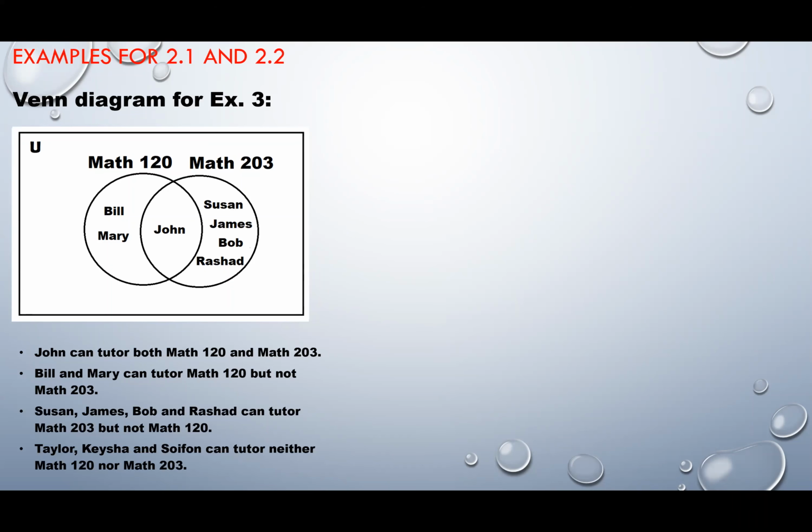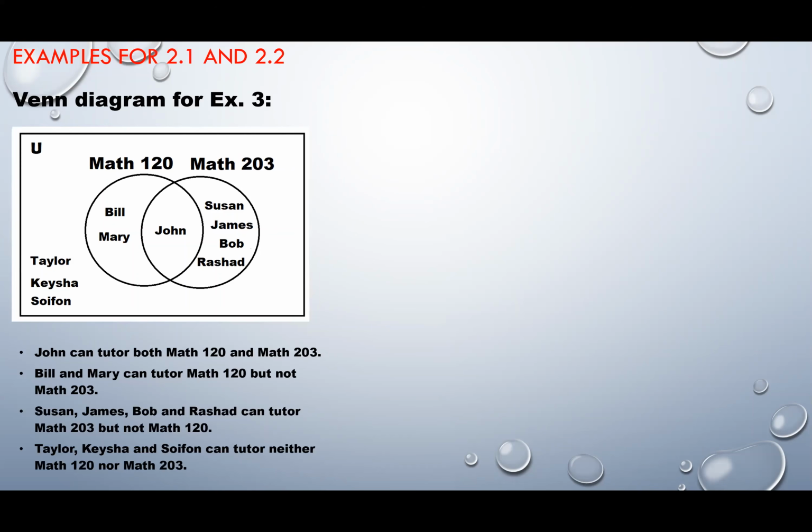And the last information they give us is Tyler, Kishan, and Sofan can tutor neither. None. What does it mean? Neither, none, meaning they can tutor something else. They can tutor algebra, they can tutor calculus, but they cannot tutor 120, nor can they tutor 203. Do you agree that those are my regions? Bill and Mary tutor 120, but not 203. John tutors both 120 and 203.